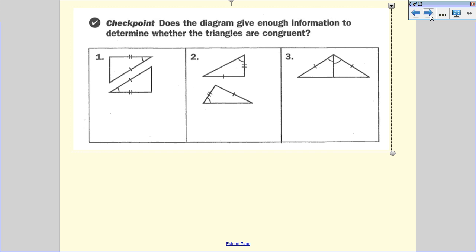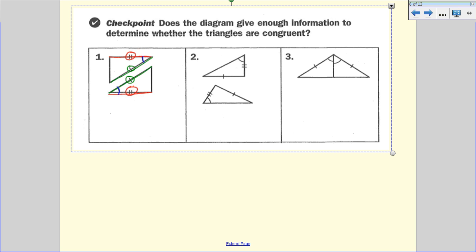So I've got a corresponding congruent side, and so actually I'm going to mark that with red. So not just circle it, but I'm going to mark that with red. I've got a corresponding congruent side. I'm going to mark in green. And then I look here, and I've got congruent angles.